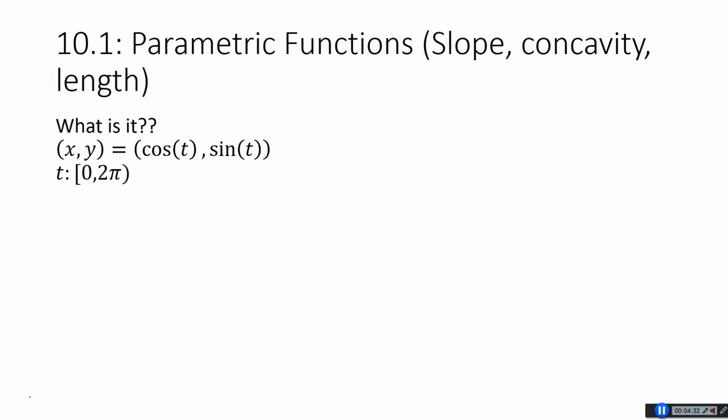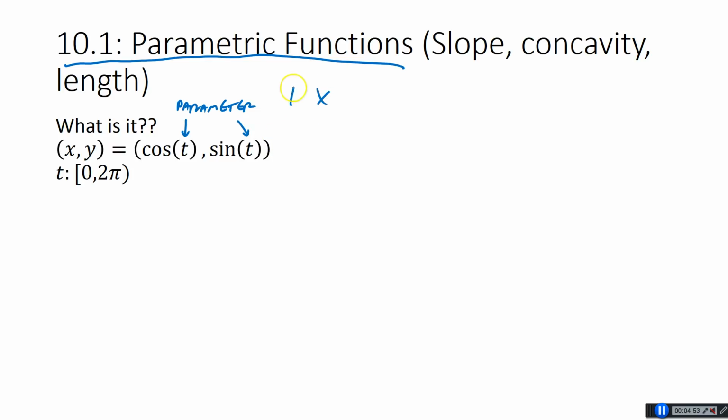So today we're going to focus on 10.1, which is parametric functions, and we're going to learn about slope, concavity, and arc length in this video. So first the question is, what the heck is a polar or a parametric function? A parametric function is where x and y are determined by this parameter t. It's called the parameter. Hopefully you learned about this in pre-calc. Okay, so t is a parameter that defines both x and y.